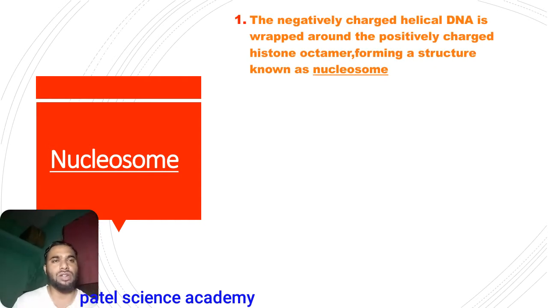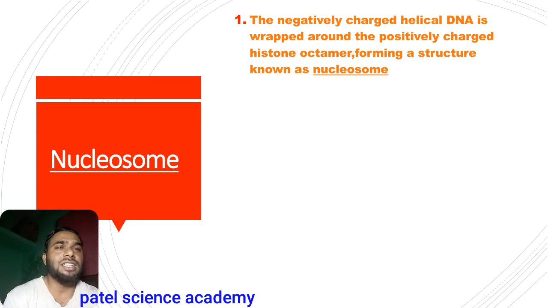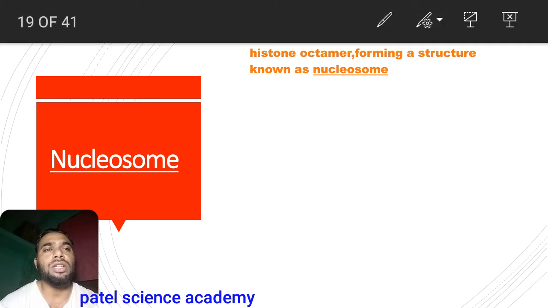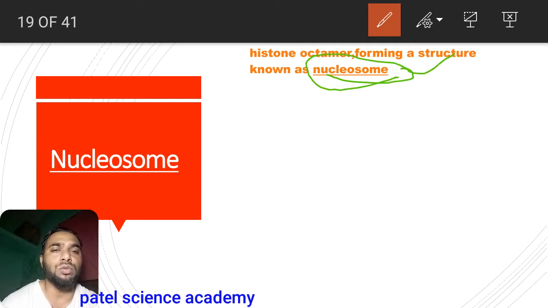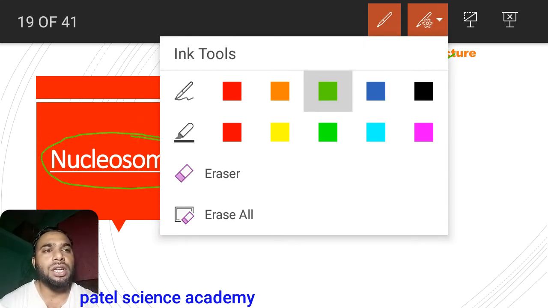Dear students, this negatively charged helical DNA is wrapped around the positively charged histone octamer. As I told you, histone is a positively charged structure and DNA is a negatively charged structure. So this negatively charged helical DNA is wrapped around the positively charged histone octamer, forming a structure. What is the name of that structure? As I told you, this is the combination of histone protein, which is positively charged, and the DNA molecules, which is negatively charged, and this is called nucleosomes. I hope you are getting it, dear students.